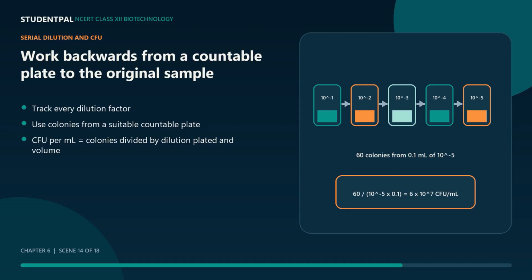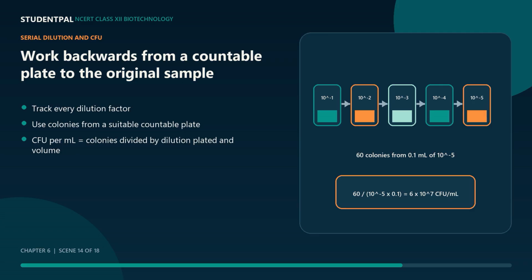Serial dilution converts a dense sample into plates with separable colonies. Suppose 1 milliliter is transferred into 9 milliliters of diluent repeatedly. Each step is a 10-fold dilution. If 0.1 milliliter of the 10 to the minus 5 dilution produces 60 colonies, the estimated original concentration is 60 divided by 10 to the minus 5 multiplied by 0.1 milliliter. This equals 6 times 10 to the 7 colony-forming units per milliliter.